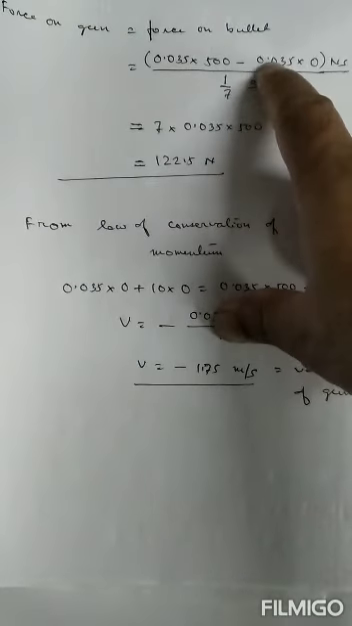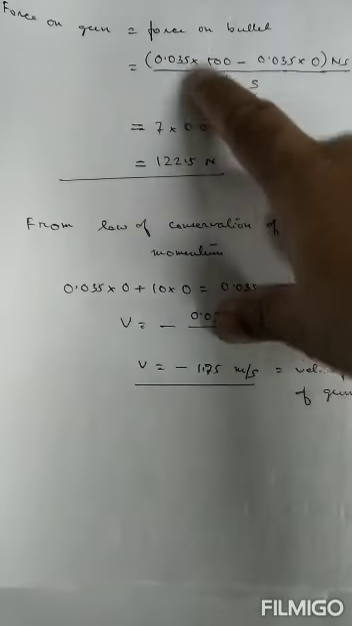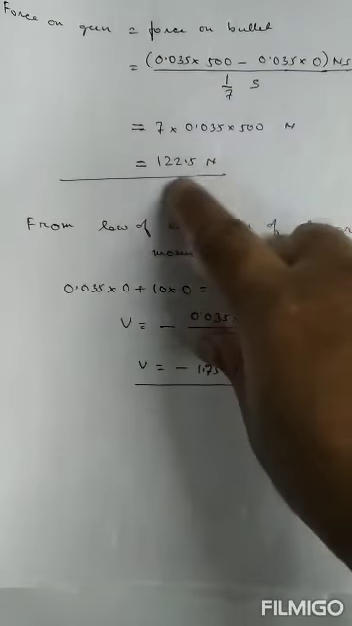This is equal to 0. 0.035 into 0 is equal to 0. So 7 will go in the numerator. So we are getting this.